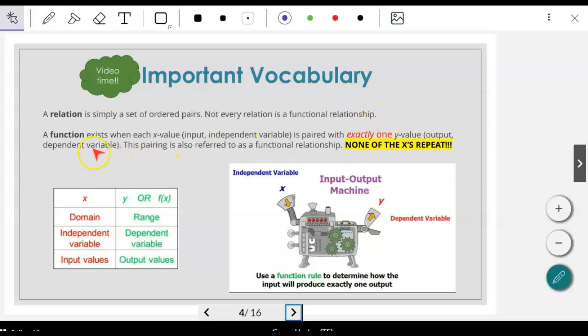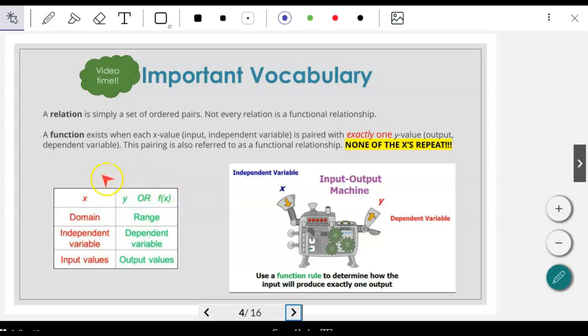A function exists when each x value, the input, which is the independent variable, is paired with exactly one y value. The x's don't repeat. So we're going to focus on this for the next lesson. So this is our focus for the lesson today.